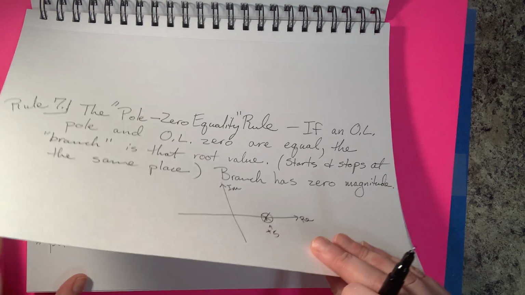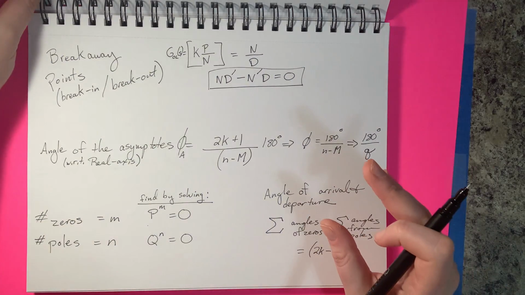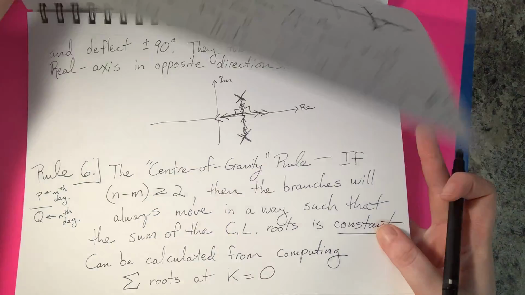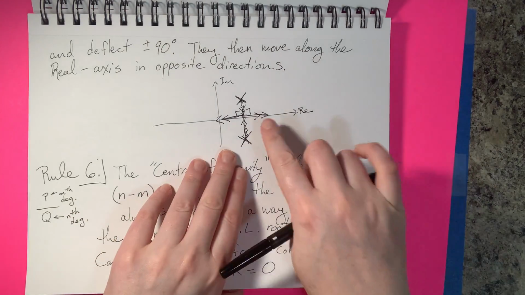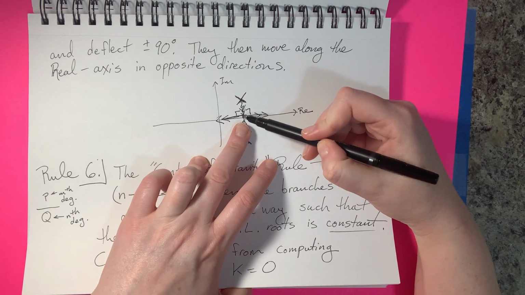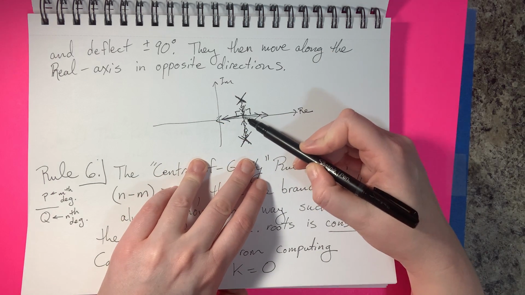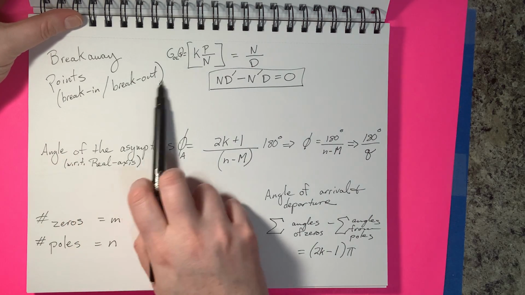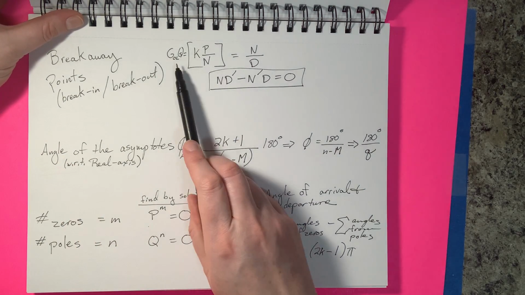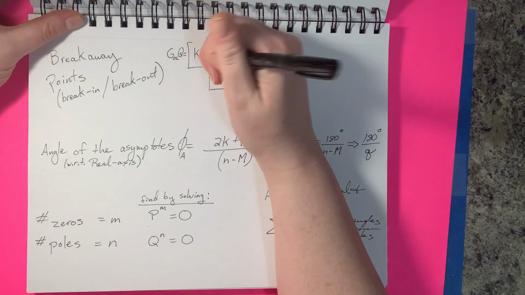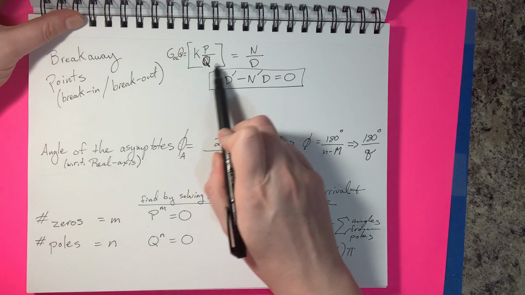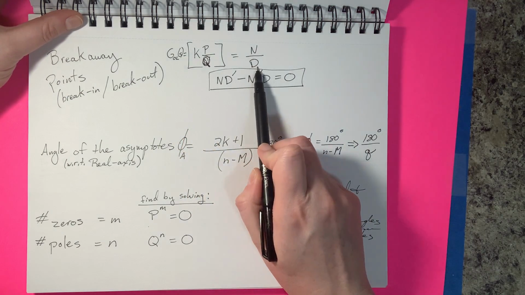Now there are a few formulas I want to go over. Okay, so remember when we were talking about one of the collision rules, and we collide at a certain value on the real axis, we can actually figure out what that value is by the breakaway rule. So break in, break out points are calculated from this rule right here. Now we have P over Q, so we have the numerator and denominator, okay?